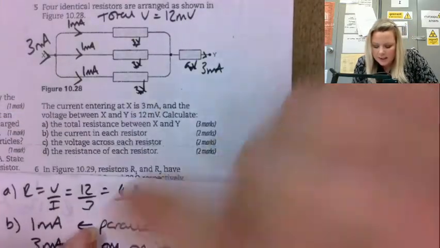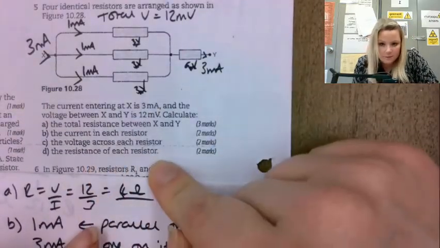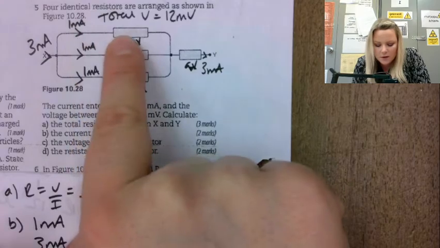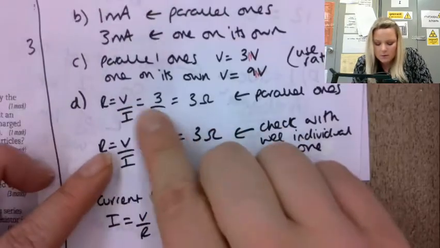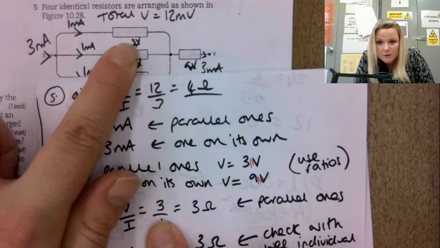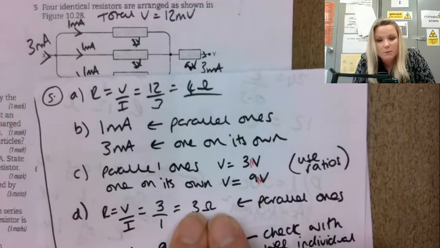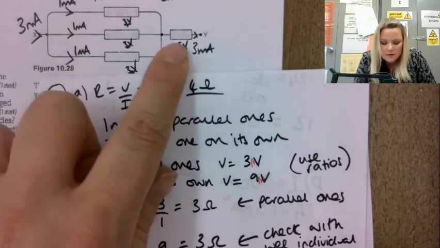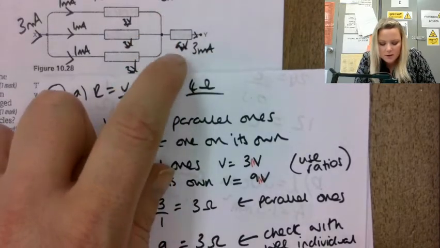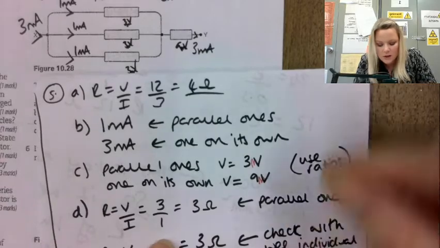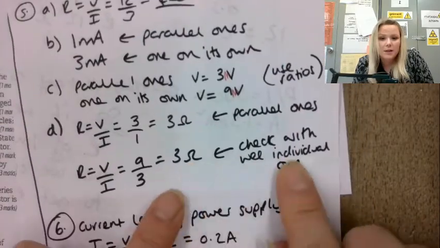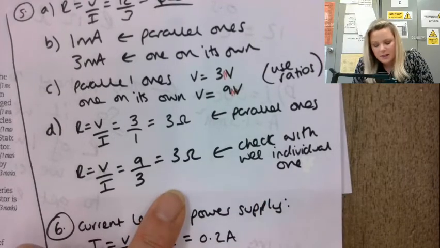And then part D, the resistance of each resistor. Well, now we know the voltage across each one and we know the current that's going through them. So if I do it just for this one, I can use R equals V over I. So voltage 3 millivolts, current 1 milliamp. It's going to get me 3 ohms. And then just to check, I'll do it for this individual one. So I said the voltage across this individual one was 9 millivolts and the current going through it was 3 milliamps. I still get 3 ohms. So that's good, that I'm getting the same thing.